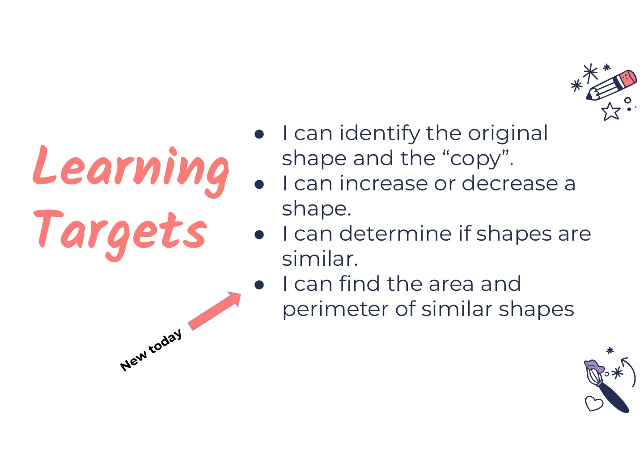Our learning targets for today, the old ones are: I can identify the original shape and the copy. I can increase or decrease a shape. I can determine if shapes are similar. Those are all that we've done this past week. And then our new one for today is this last one. I can find the area and perimeter of similar shapes.